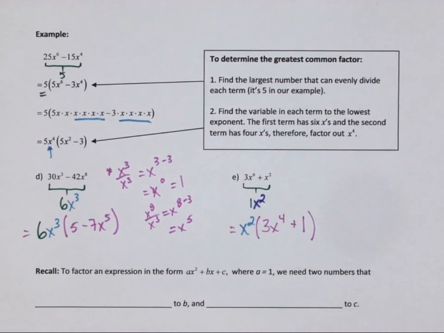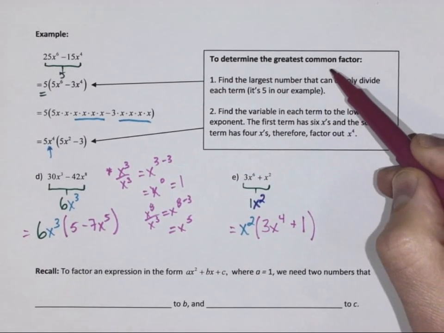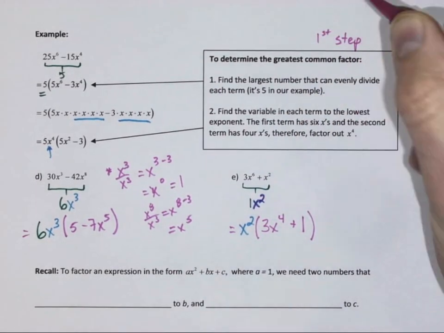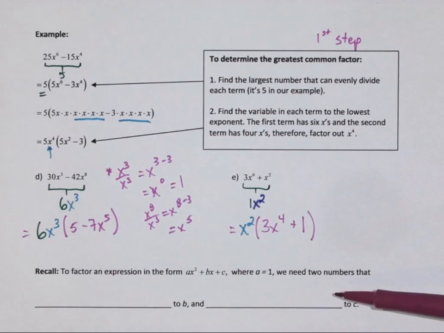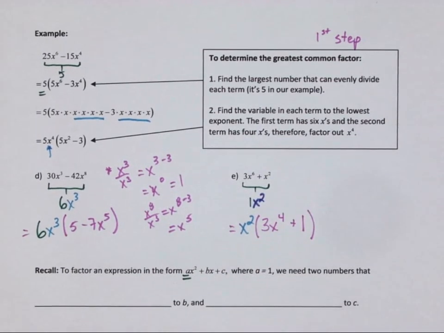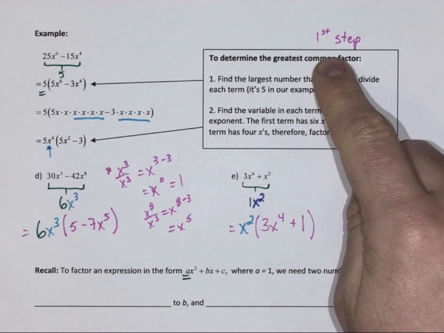That is common factoring. Whenever we start to factor from now on, we're always going to look to common factor first. That's always going to be our first step. We've done factoring simple trinomials where our a value is 1. But from now on, we're going to look for a common factor first.